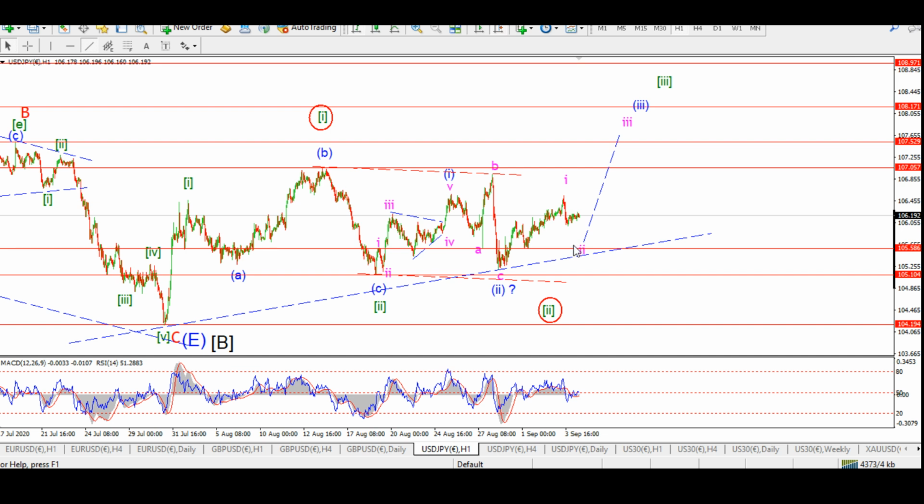But let's see how it works out. We could still see an acceleration higher, but it's kind of teetering on the edge. We'll just see how that plays out next week.